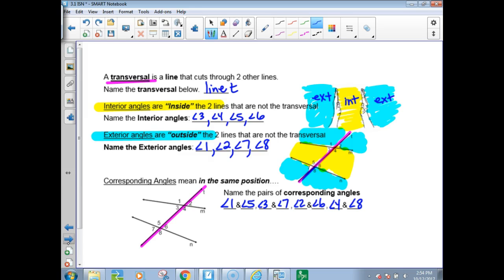Now this is what we learned on Tuesday. This is our first day of chapter 3. Then we added in some stuff yesterday which said if the lines are parallel, then there's more properties that we should know. Okay, anybody need this page still?